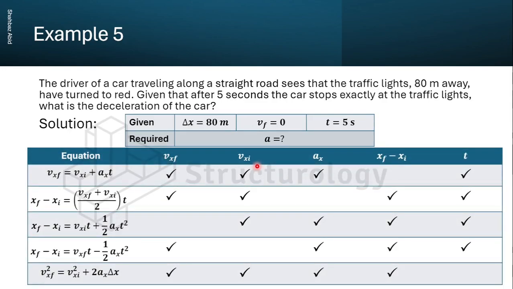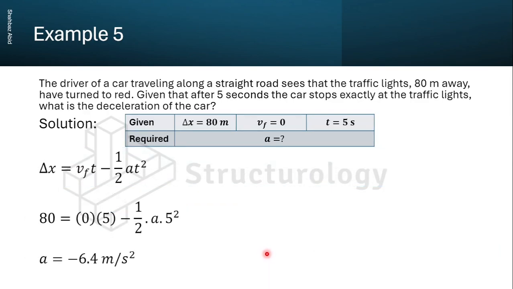The most suitable equation to solve this problem is basically equation number 4, in which we know the displacement, we know the final velocity, and we know the time, and the requirement is to get the acceleration. So by substituting delta x is equal to 80, final velocity 0, time is 5, minus half a times 5 squared, we are going to get a equals minus 6.4 meters per second squared. Negative indicates that this is deceleration of the car, which is allowing the car to stop.